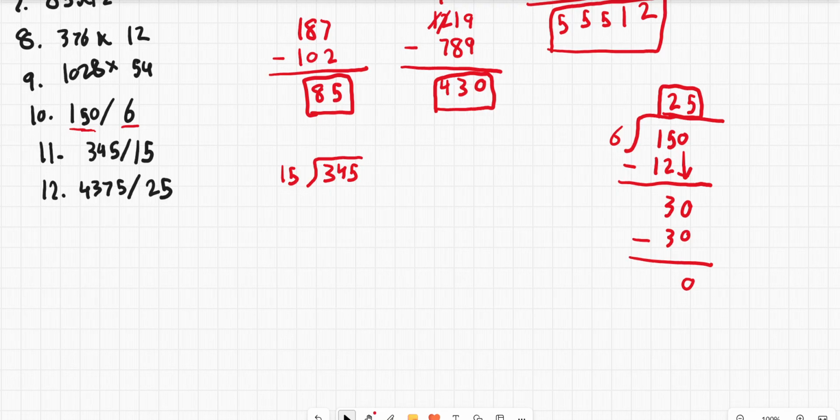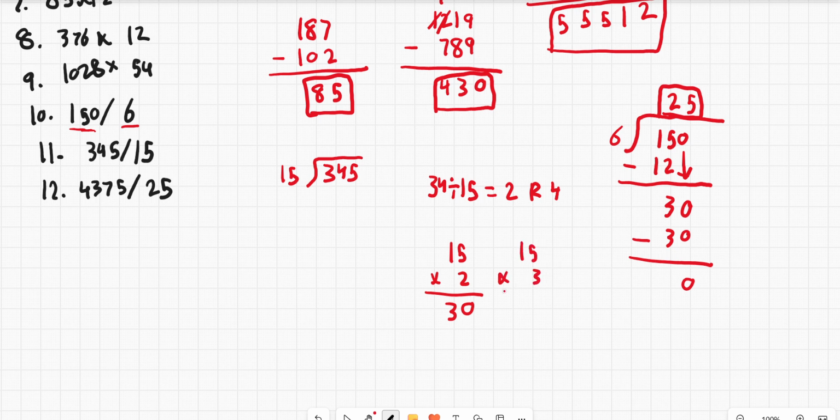Well, I think you can do this in your head. 15 goes into 34 twice with a remainder of 4 because 15 times 2 is 30. And if you try to multiply 15 by 3, you're going to get 45, which supersedes 34, and that's not going to work, right? So you're going to have a remainder.